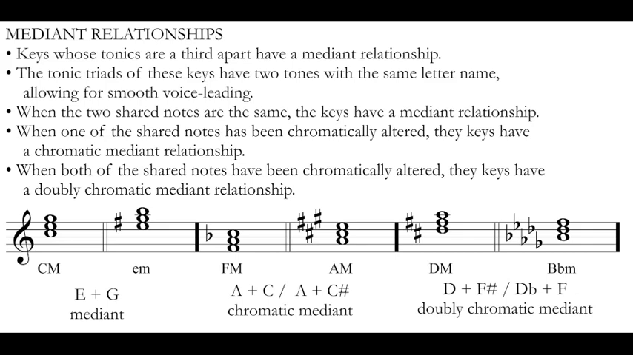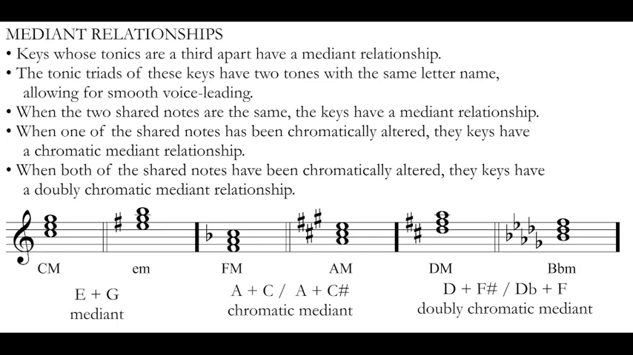I want to wrap up today by talking about key relations a little bit more. We just talked about how these enharmonic modulations allow us to move to very distant keys. And in previous videos and previous studies, we've talked about key relationships, about parallel keys and relative keys, about closely related keys and distantly related keys, or foreign keys. Today we're going to talk about another type of relationship that we can have between keys, which is mediant relationships.